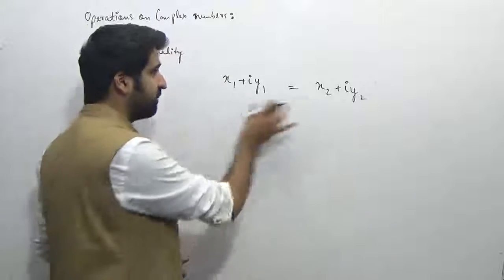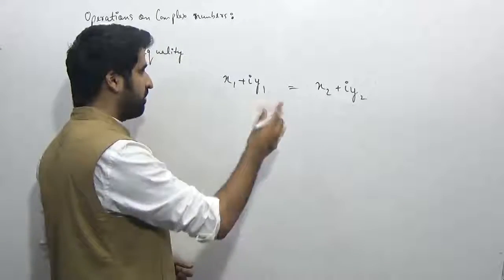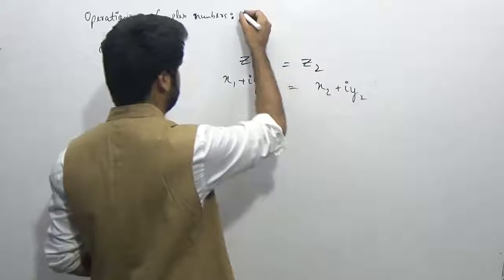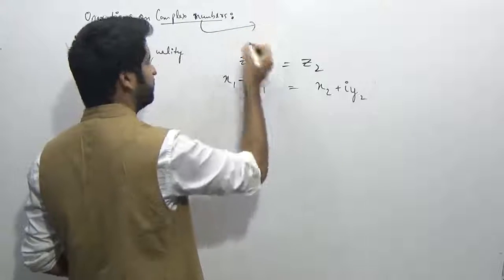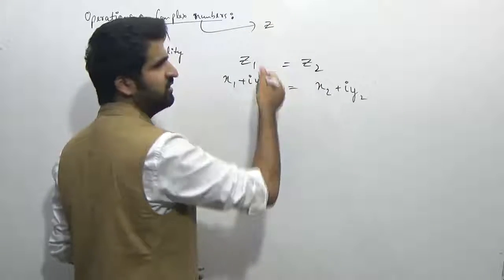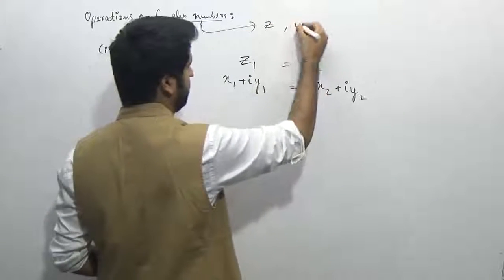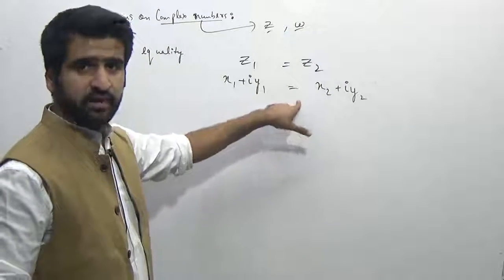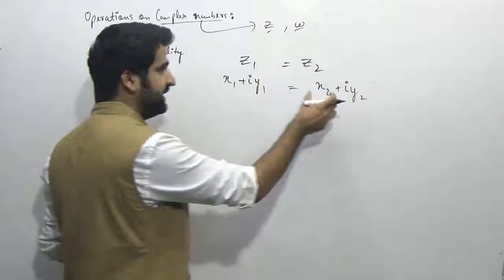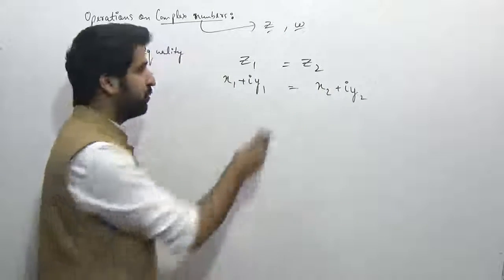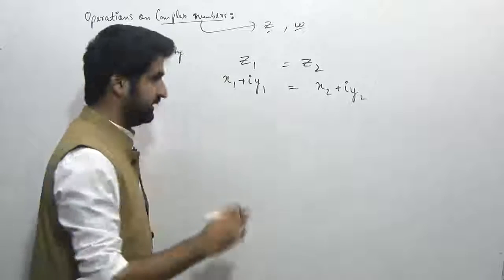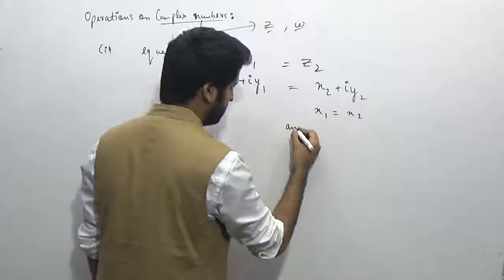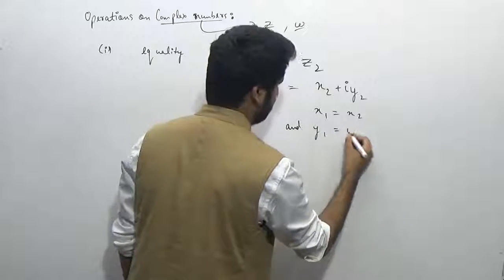Now see, if these complex numbers are equal, a complex number we usually denote by z. If z1 is equal to z2, this is a point to know, that we usually denote a complex number by z or any other letter like w, this will come later on. And if these two complex numbers are equal, then both the real parts must be equal and both the imaginary parts must be equal separately. So we'll have x1 is equal to x2 and y1 is equal to y2.